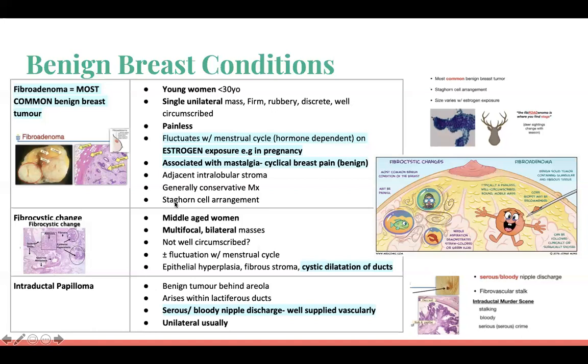The next condition is intraductal papilloma, and that typically presents as serous or bloody nipple discharge.